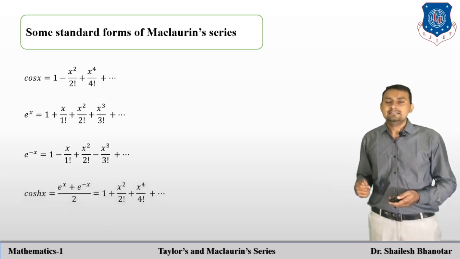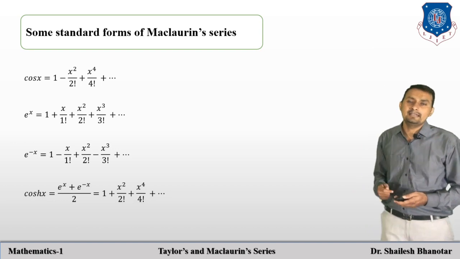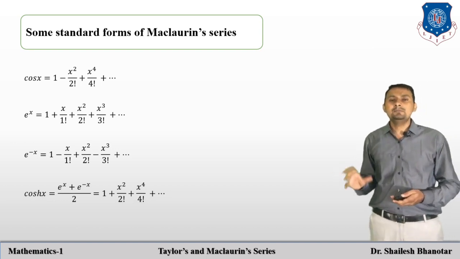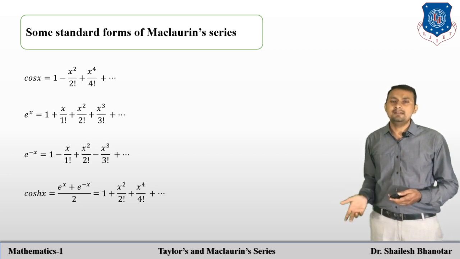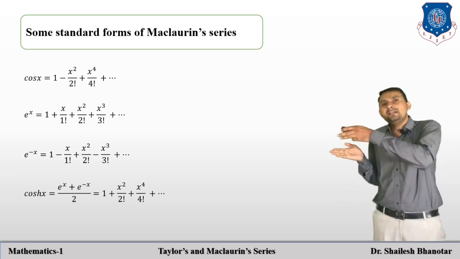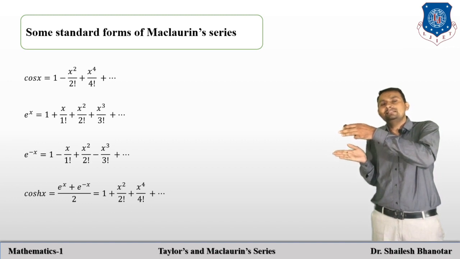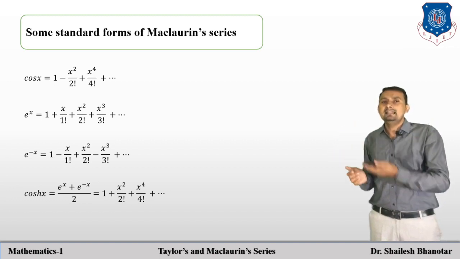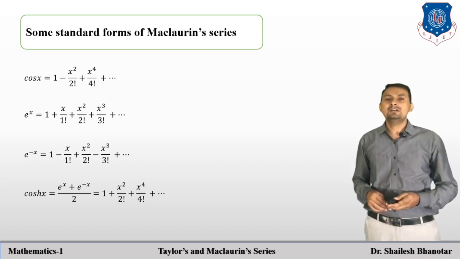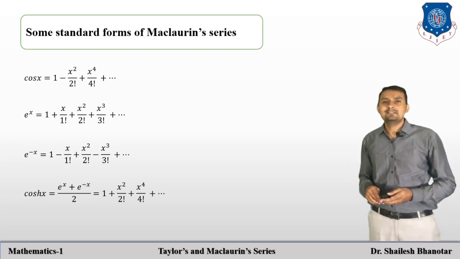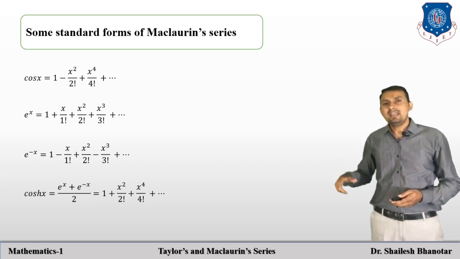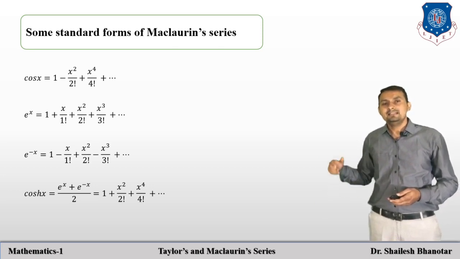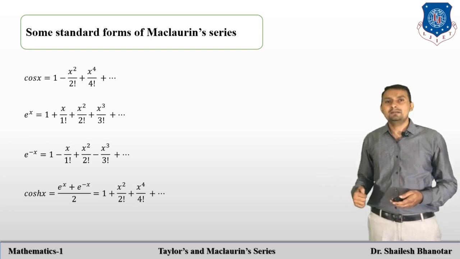And this is another one, this is cos hyperbolic x. But we know that cos hyperbolic x is what exactly? e raised to x plus e raised to minus x divided by 2. That means I have to add e raised to x plus e raised to minus x, and consider the average of these two functions, and the form will be 1 plus x squared divided by 2 factorial plus x raised to 4 divided by 4 factorial plus and so on. That means what we have derived here is just the expansion of cos hyperbolic x.